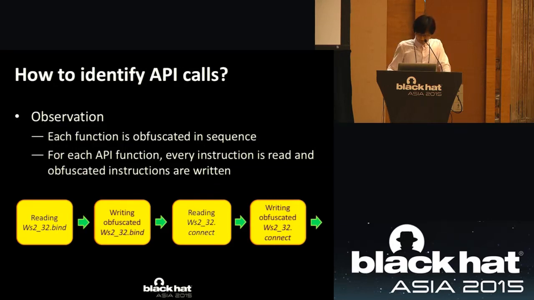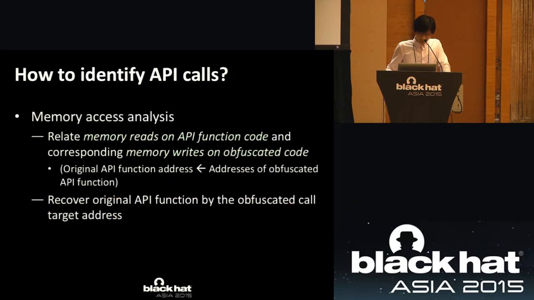So I related memory reads on API function code and corresponding memory writes on obfuscated code. That is, building a map from addresses of obfuscated API functions to original API function addresses. Then we recover the original API function by the obfuscated call target address.